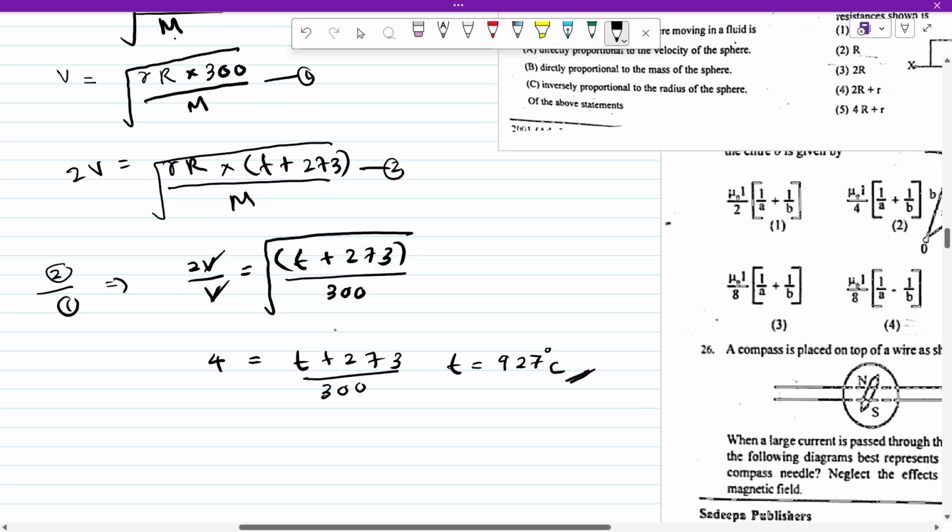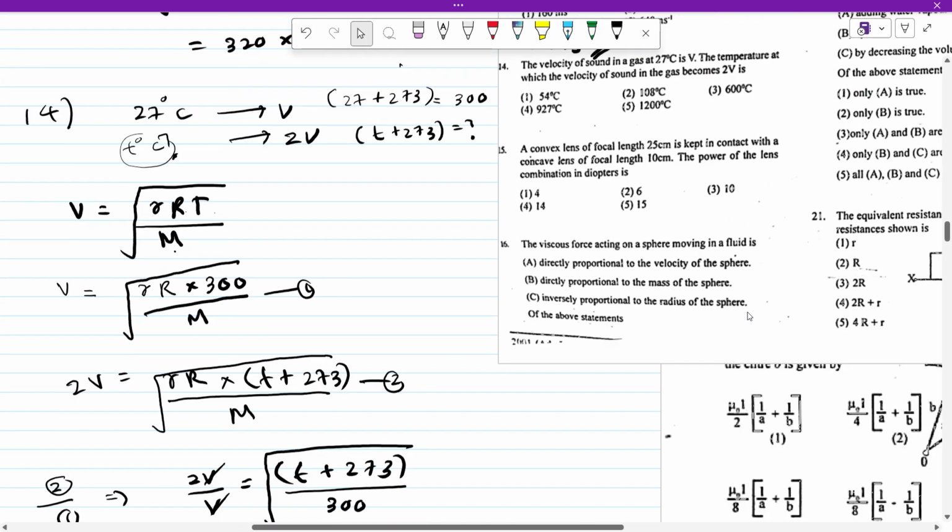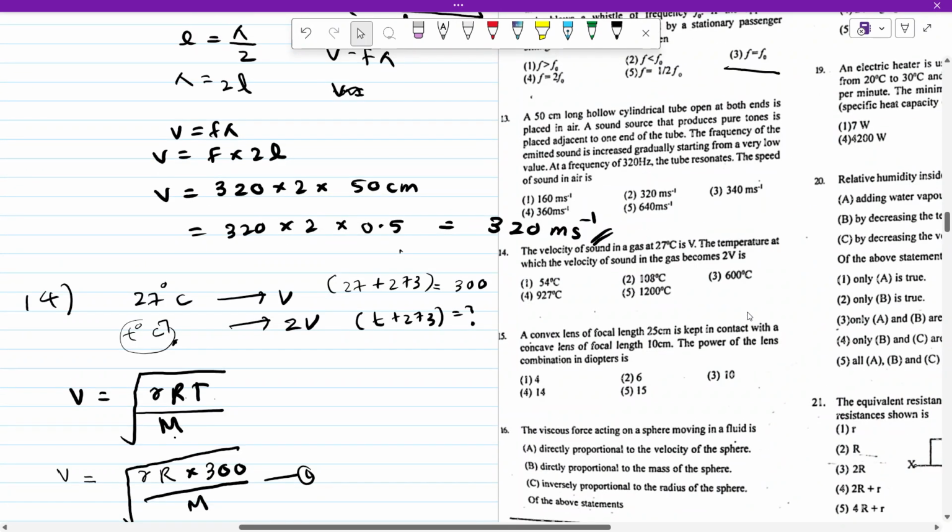So in kelvins you would be getting 1200 kelvins by simplifying this. What you actually get is the absolute temperature value in kelvins, but later you should be able to convert it to Celsius by subtracting 273, thereby you get 927 degrees Celsius. So the answer is 927, answer number 4.